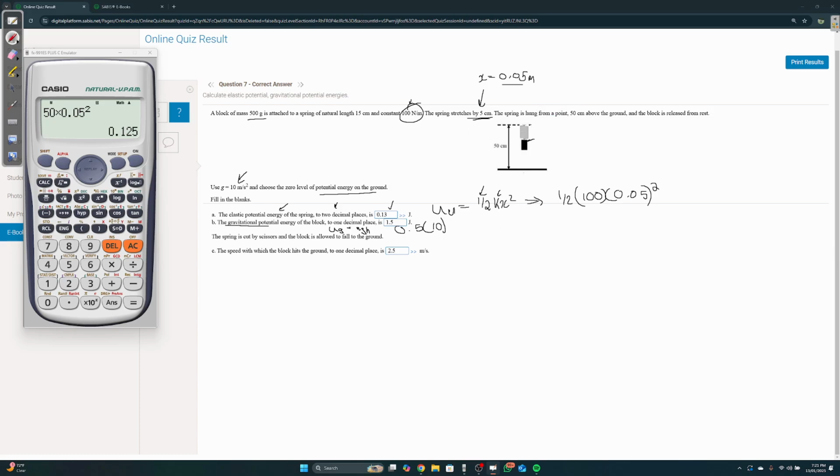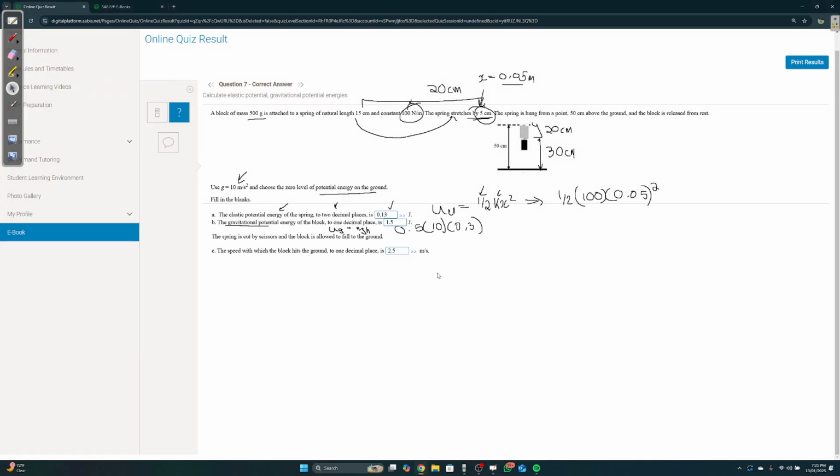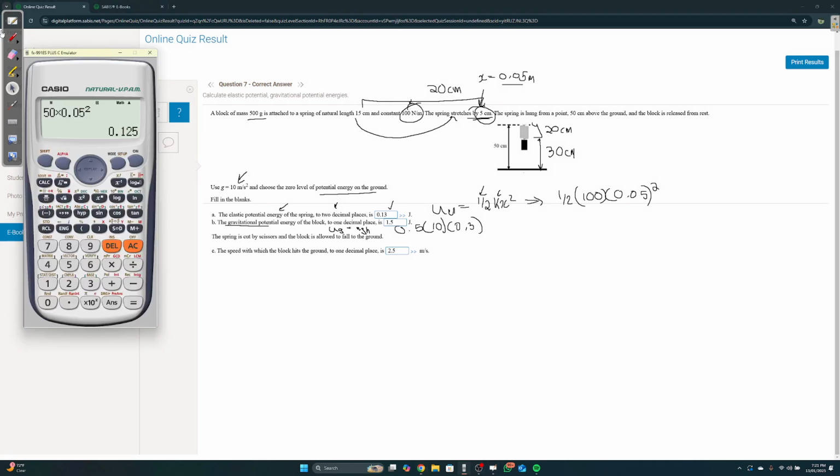Okay, you need to know the height of where this block is. They give you all of this as 50, so you need to know how much this part is. They said that the spring is 15 centimeters naturally, and once you place the block on it, it elongated by 5 centimeters. So in total, you have 20 centimeters. So what is left is only 50 minus 20 centimeters, which is 30 centimeters. So the height in meters, it has to be in meters always, is 0.3. So mgh should be 1.5. Yes, it's 1.5. Do it on your calculator if you don't believe me.